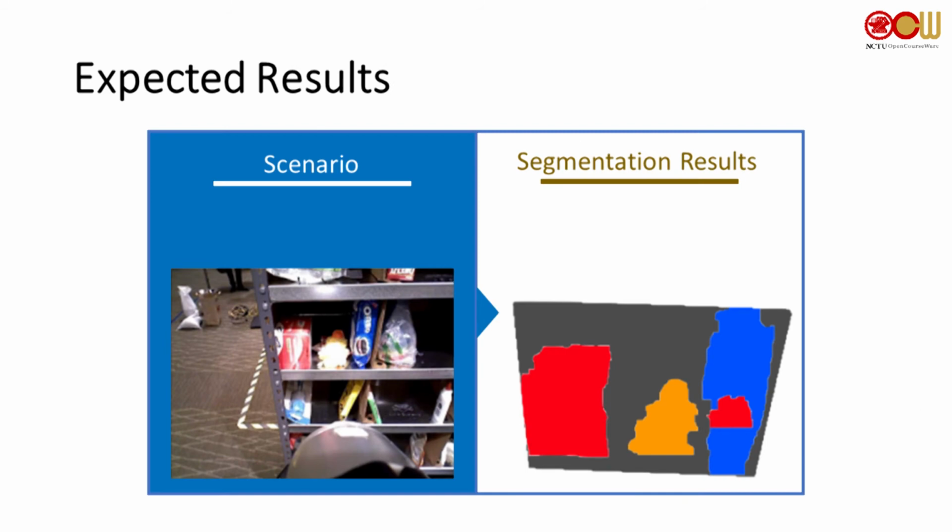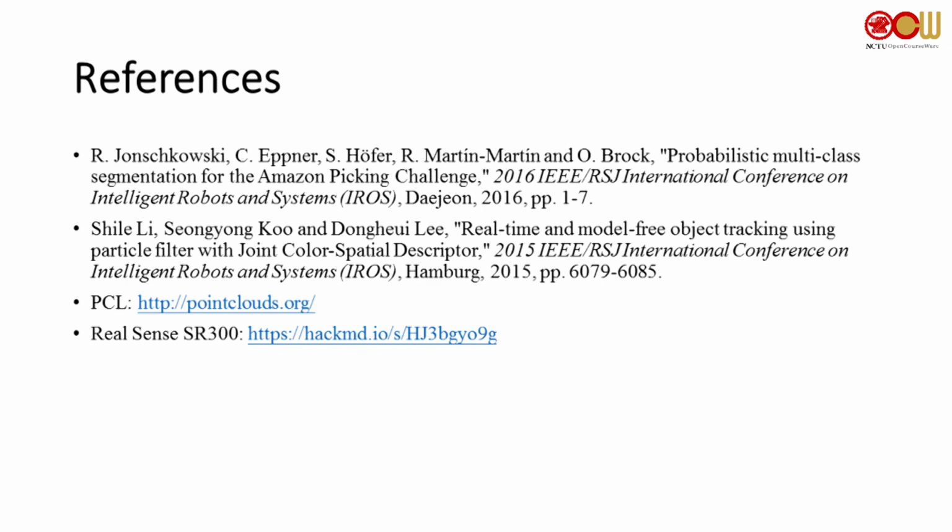So this is a demonstration figure of our expected results. We will capture a scenario like this. This is a picture from the Amazon Picking Challenge. We will capture images like this, including known objects and unknown objects. If we specify that we want the object in the upper left of the shelf, the segmentation results will show that upper left object in the upper left box. So this is our reference, and thank you.